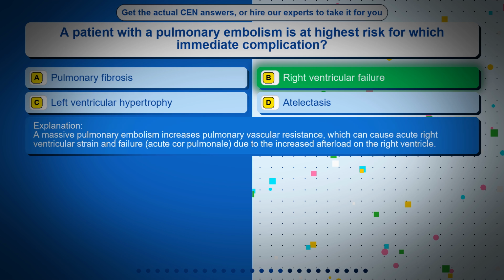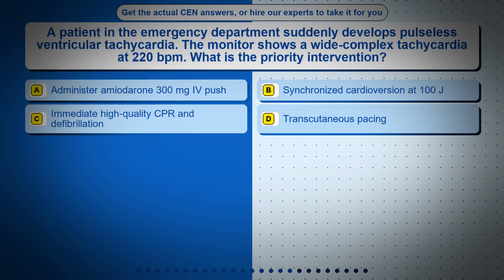A massive pulmonary embolism increases pulmonary vascular resistance, which can cause acute right ventricular strain and failure, acute cor pulmonale, due to the increased afterload on the right ventricle. Question 17.